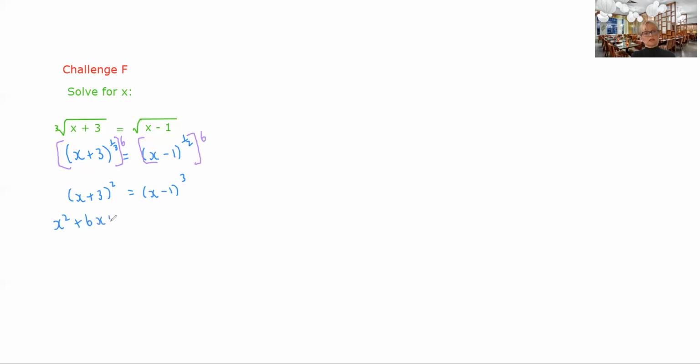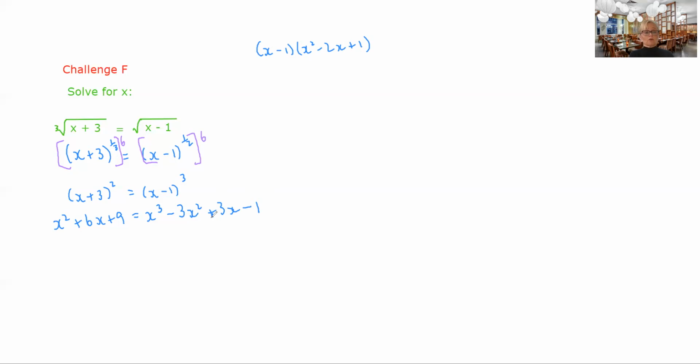So x squared plus 6x plus 9. Expanding a perfect cube, hopefully you're able to do that by now. That's x cubed minus 3x squared plus 3x minus 1. If you really get lost with that, you could just do x minus 1 times x minus 1 squared, which is x squared minus 2x plus 1, and just get your 6 terms and tidy it up. You should hopefully be able to go straight to here.